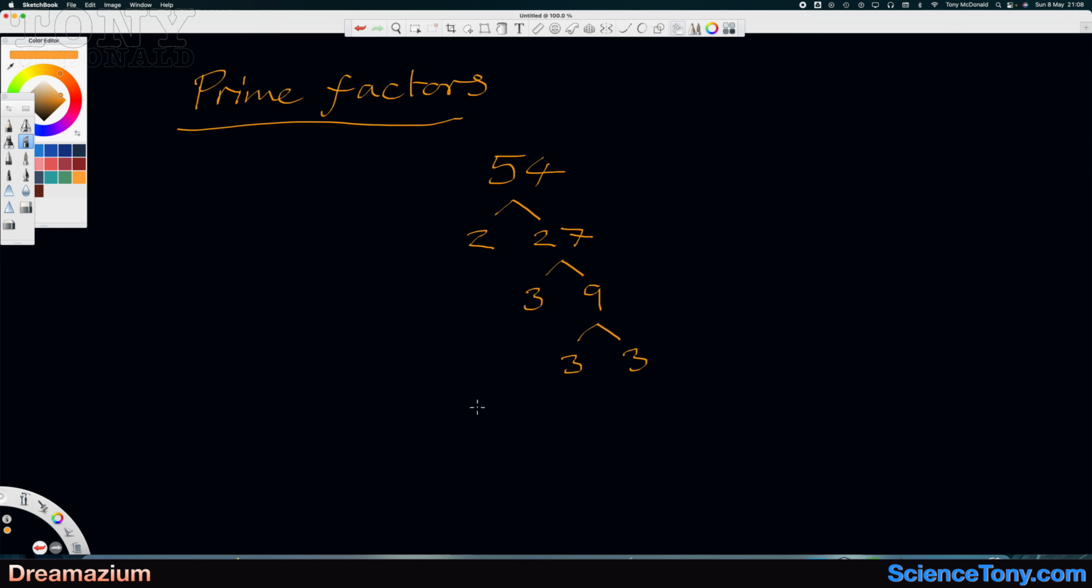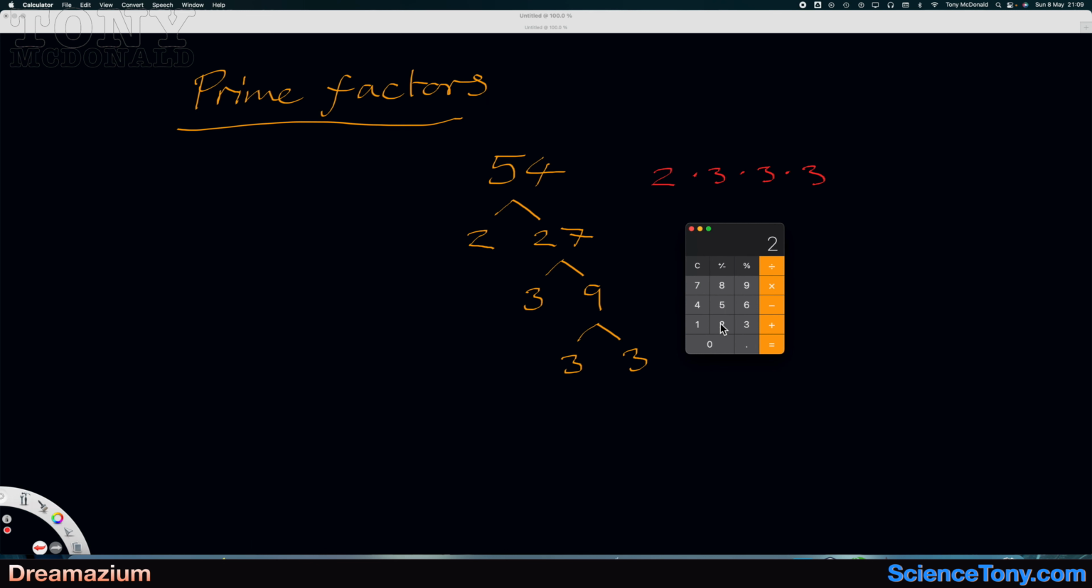So you see what's happened there? Let's change the color here. So let's see what we're doing. We have 2 times 3 times 3 times 3. If you times all of that together, you get 54. So I wonder if I've got a calculator on here. We can try it. Calculator. Here's the calculator. We have 2 times 3 times 3 times 3 equals 54.